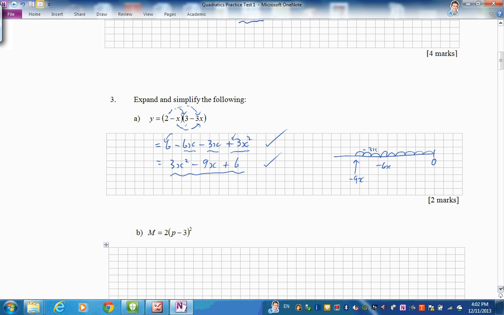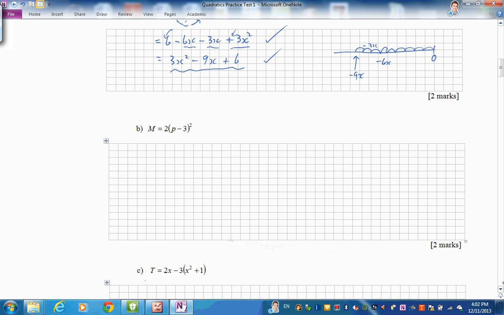Let's go down. And this one we're expanding, so let's look now. Let's do the bracket first. It means p take 3 by p take 3. But at this level, you're supposed to know the perfect square expansion. First one squared plus twice the product, 6p, plus second one squared. You can do FOIL if you must.